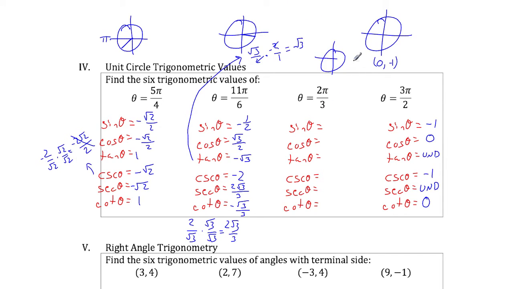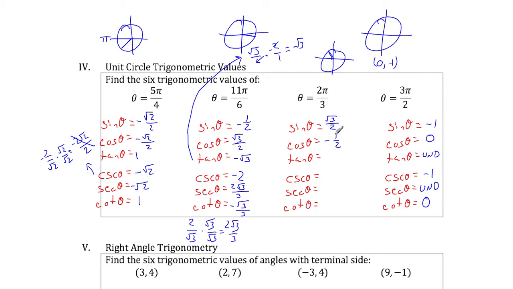And then I have 2 pi over 3. So if I use my unit circle again, think about where that is. This is pi, which is 3 pi over 3, so 2 pi over 3 is about there. This is where cosine is negative, so cosine is going to be negative 1/2. Sine is positive, and that's positive root 3 over 2.